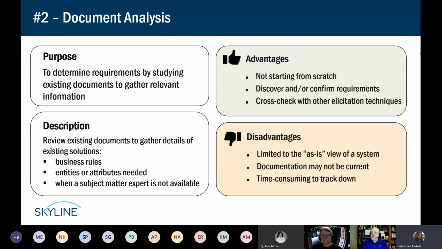So the next technique I want to talk about is document analysis. So what do you guys think this entails? Raise your hand, give an answer. Pretty please. No takers again. Oh, you guys are way too quiet tonight. Well, you gotta see. Reviewing existing documents. There we go. Yeah, pretty much, right?